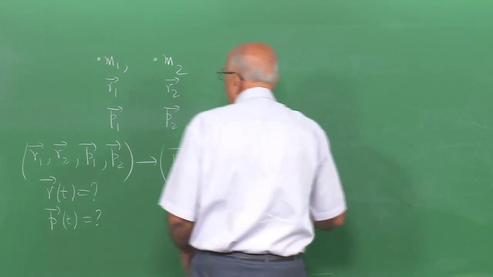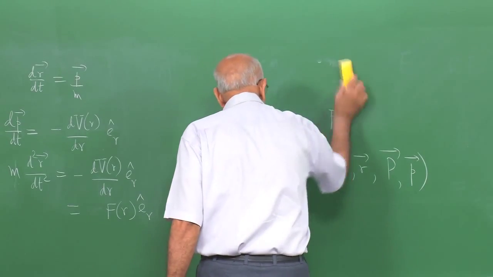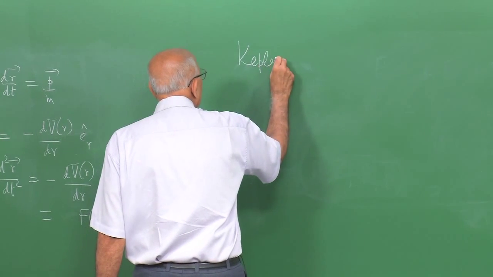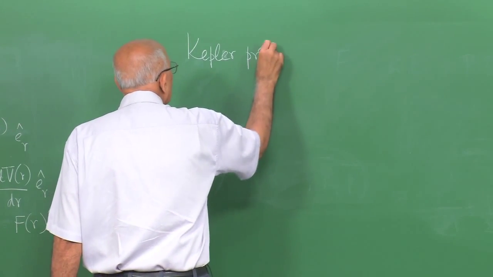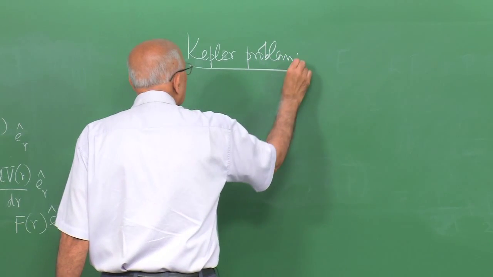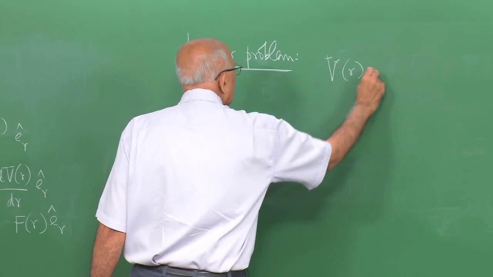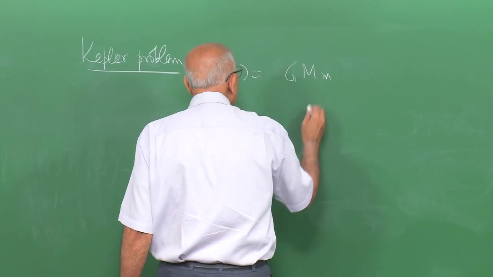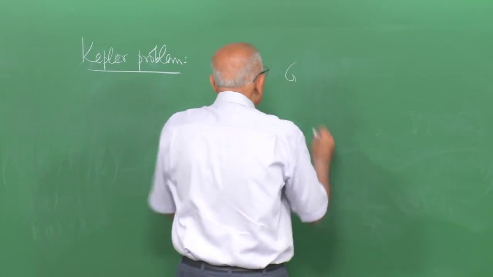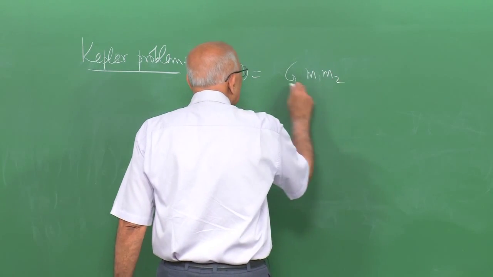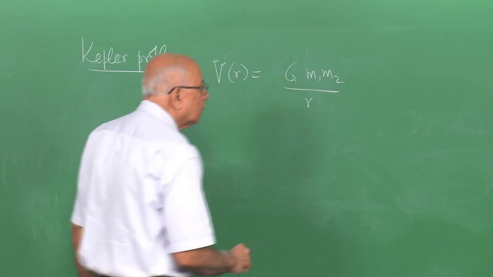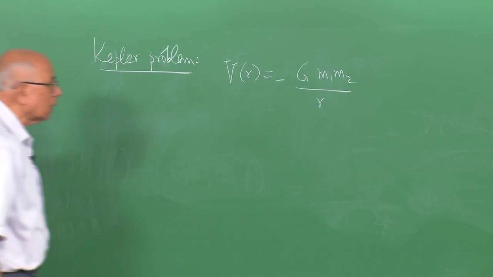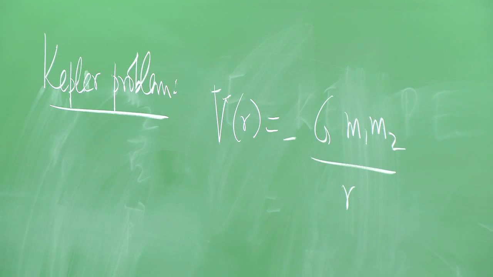In the case of the Kepler problem, which is planetary motion, this is equal to G times the mass of the sun times the mass of the planet. So I should write in my notation, we should write this as m1 m2 divided by the distance between the sun and the planet, little r here, with a minus sign. It's some constant times 1 over r. That's all we are interested in.